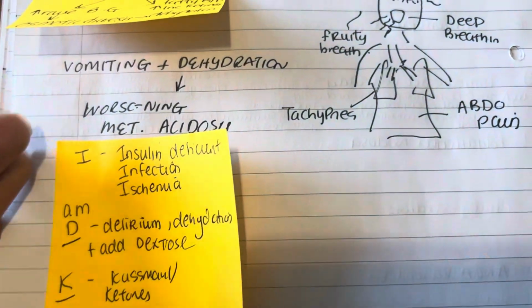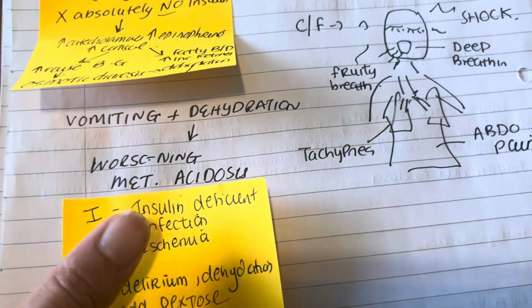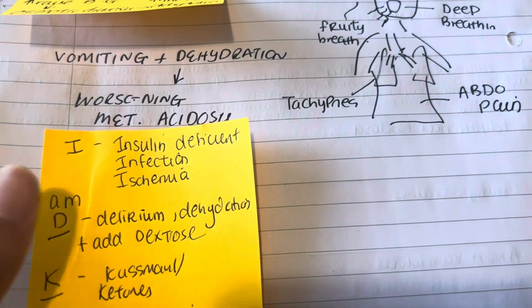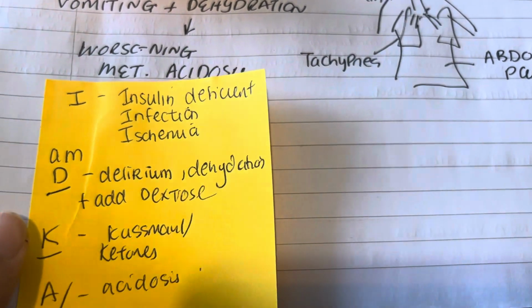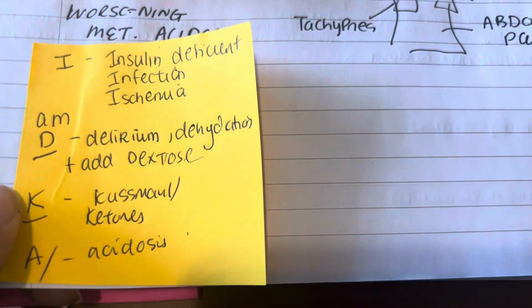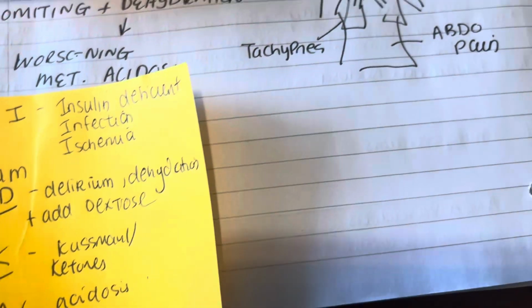The mnemonic for IMDKA is I for insulin deficient, I for infection, I for ischemia, D for delirium, D for dehydration and adding dextrose. K is for Kussmaul's breathing, K is for ketones, and A, we know, is for acidosis.